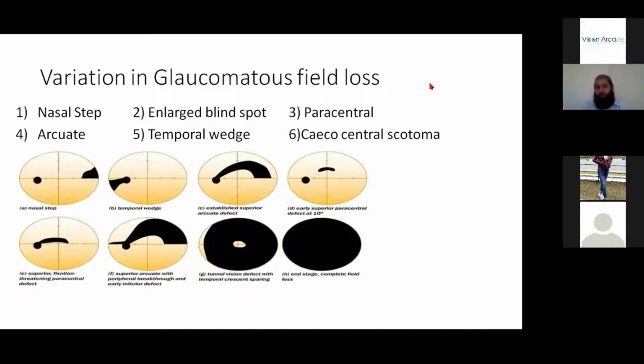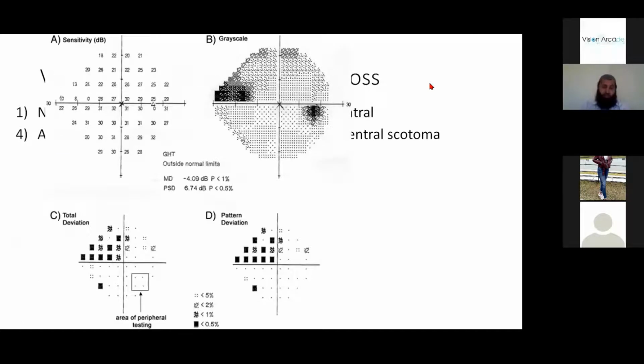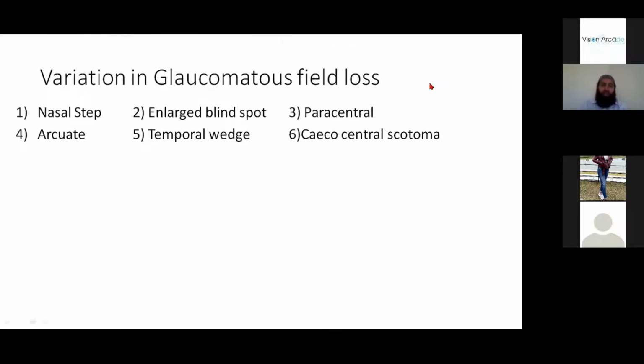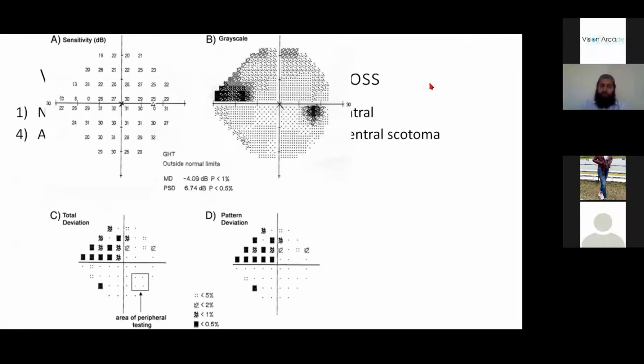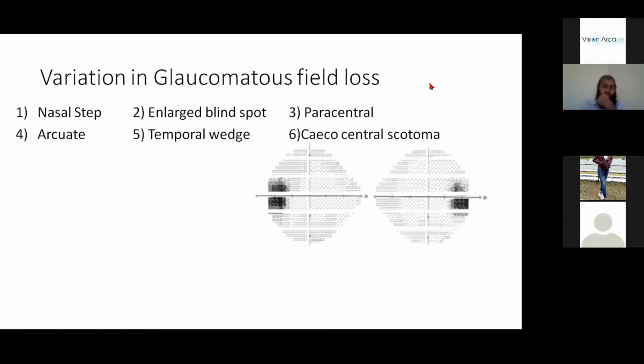But when you get the HFA result, they're nowhere near like what you're seeing here, because they look something like that. So when you see a nasal step, don't expect to see exact textbook images, but actually you're looking at the pattern which is sort of building or starting. This is a common and very famous nasal field defect, the nasal step, in glaucoma patients.